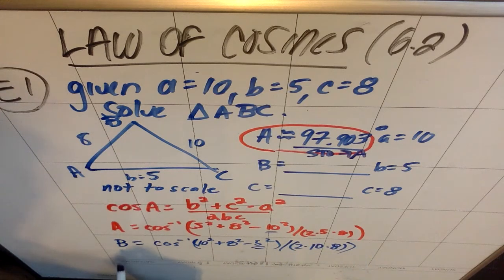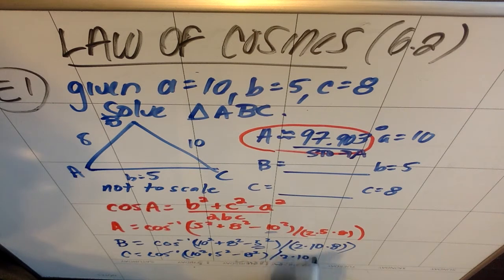Not the 5. And I could do the same thing for C, except the one that gets left out if I do C is the 8. So I do the inverse cosine of 10 squared plus 5 squared, minus the solo weird 8 that gets left out, divided by 2 times 10 times 5, because the 8 was the one that got left out.